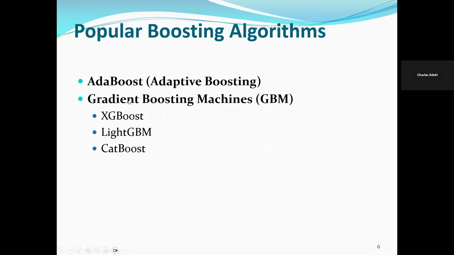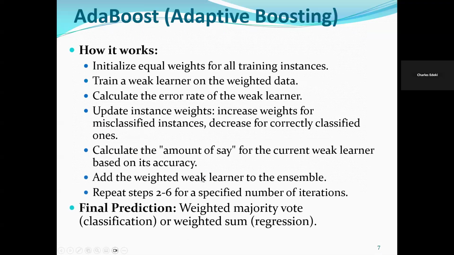Okay, so these are the popular boosting algorithms. The common one is the first one, as we said earlier, adaptive boosting. Then we also have the gradient boosting machine types like XGBoost, LightGBM, and also CatBoost. In these lectures, we are going to cover the common one, which is AdaBoost. Let's wait a few seconds for any question. As I said earlier, you can ask a question at any time. So let's start with AdaBoost.